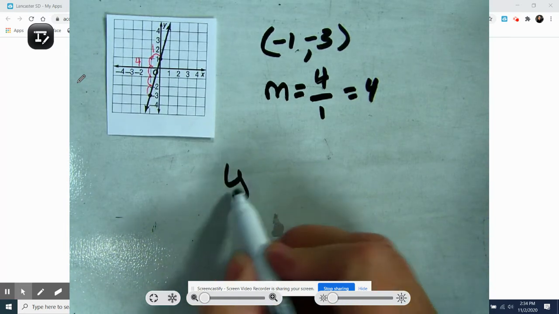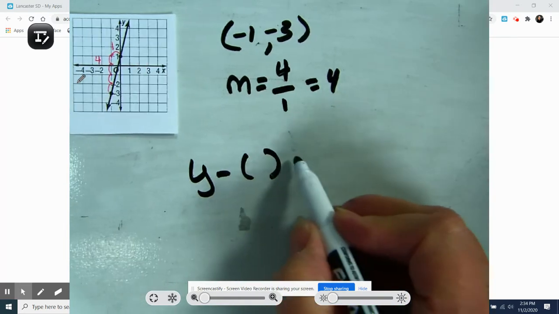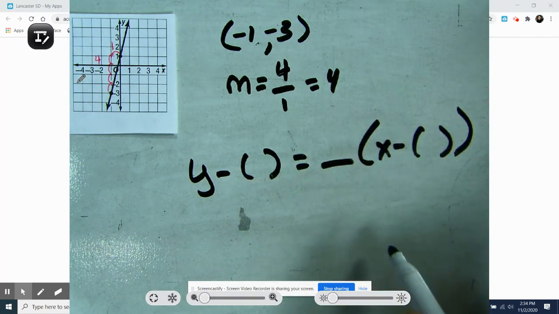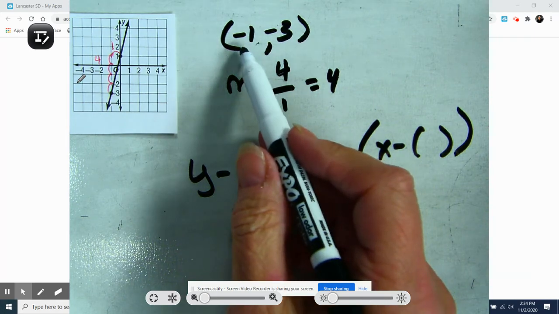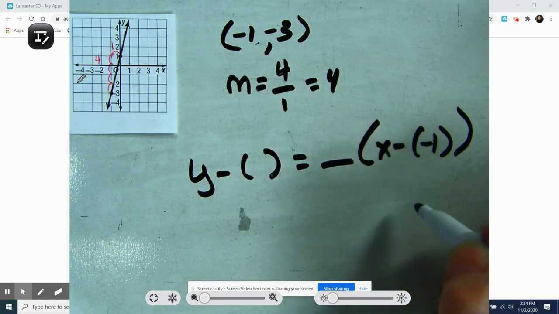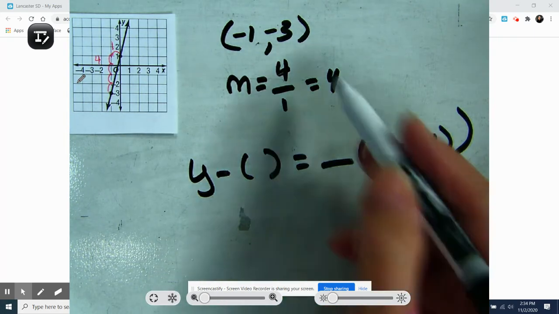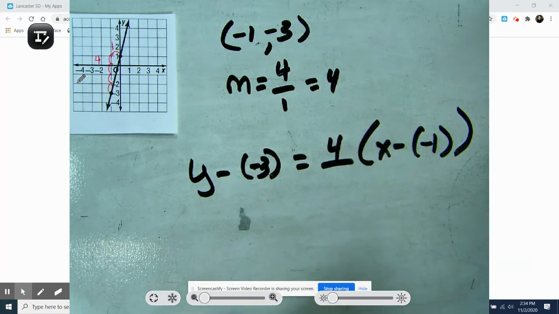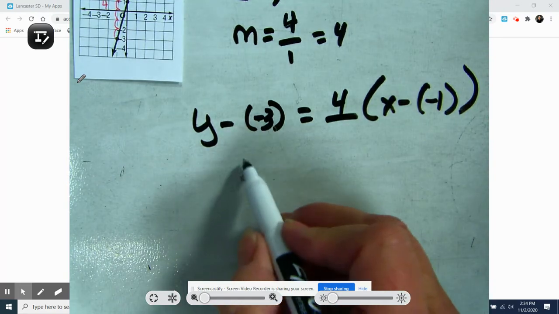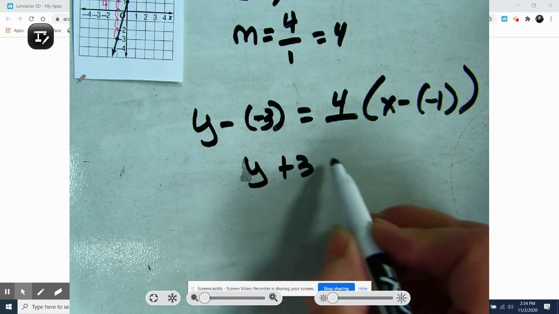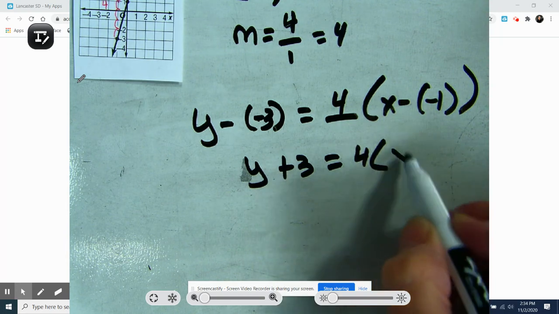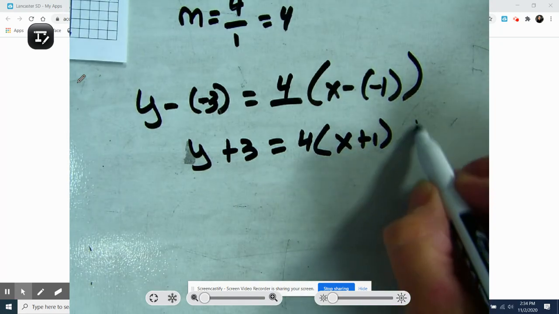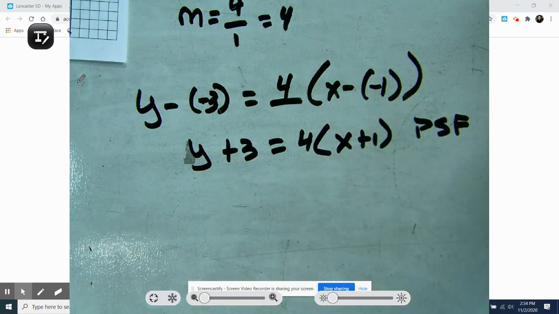So then we have y minus y1 equals m times x minus x1. We start with -1, which goes here at the end. The first goes to the end. The last goes to the first. And m goes for m. Negative, negative makes this positive. Negative, negative makes this positive. This is now in point slope format.